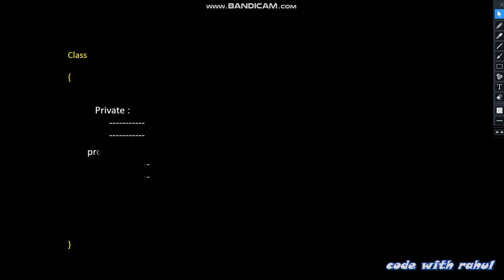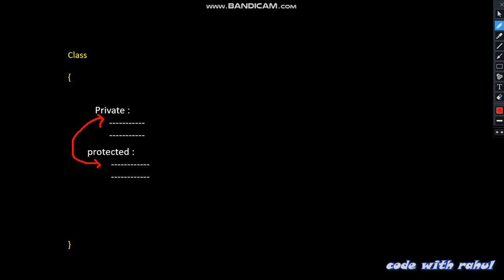Okay, now the second one is protected. The availability and accessibility of protected is completely the same as private, but there is a little difference. When we use the protected access specifier, it is used with inheritance.